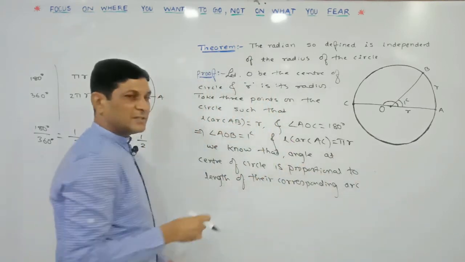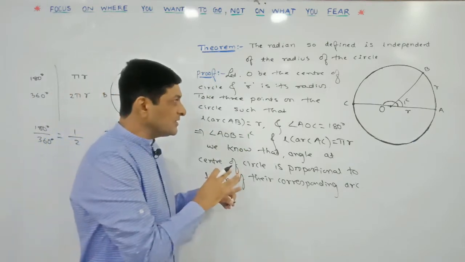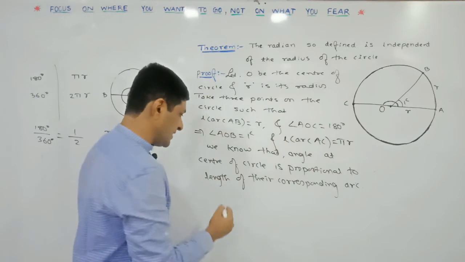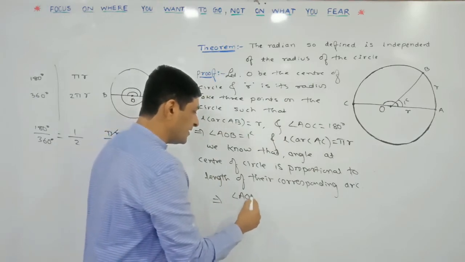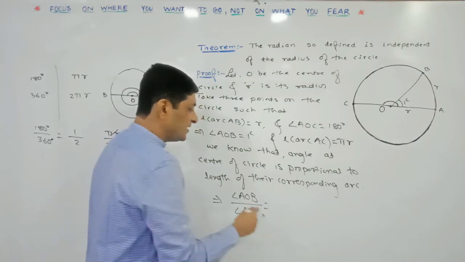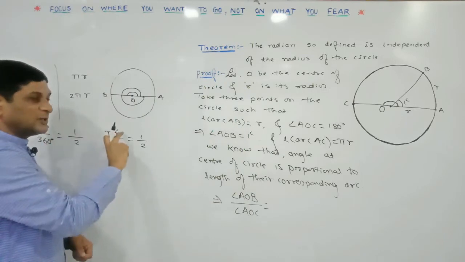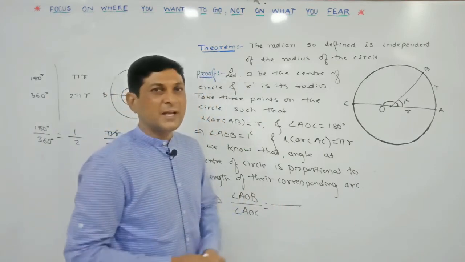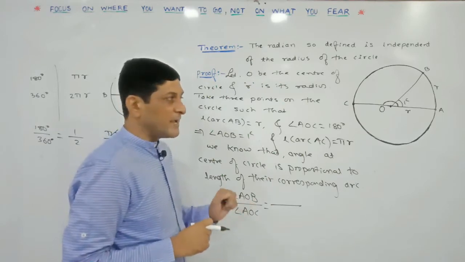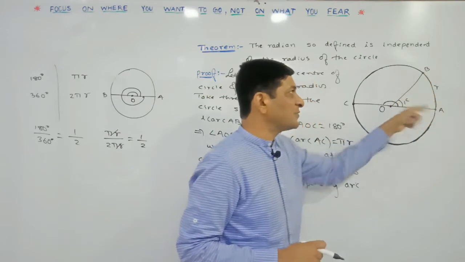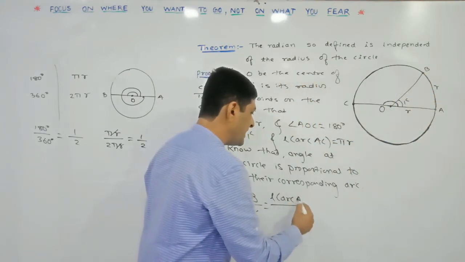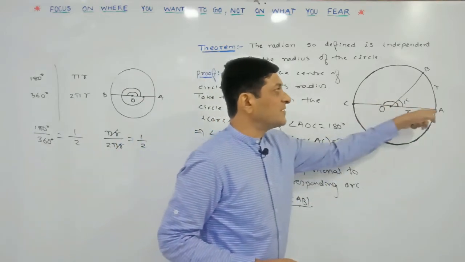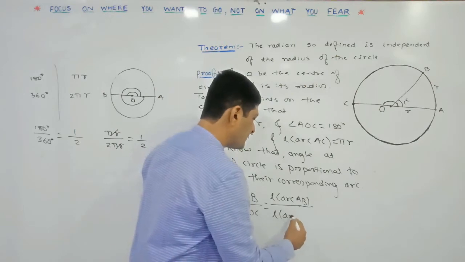Now considering that this part is well known to you, we are using it to prove this theorem. On one side we are taking angles. Which are the two angles here? Angle AOB and angle AOC. We take the ratio of these angles, angle AOB upon angle AOC. We know that the ratio of angles is equal to the ratio of their corresponding arc lengths. For angle AOB, the corresponding arc is AB, so length of arc AB, upon the corresponding arc of angle AOC, which is AC, so length of arc AC.